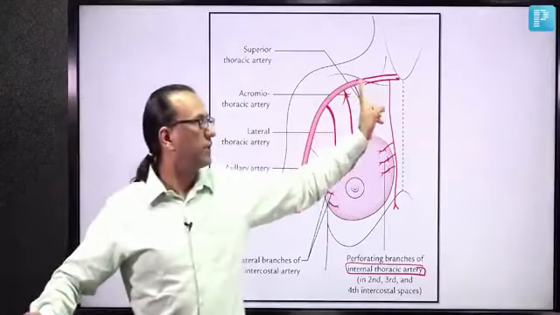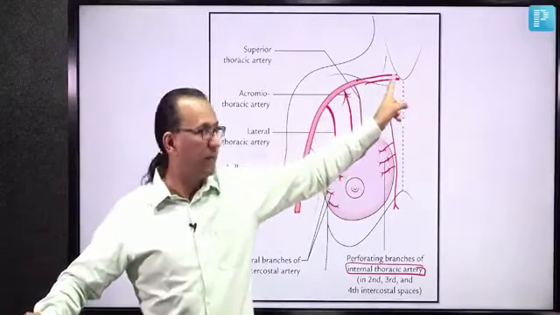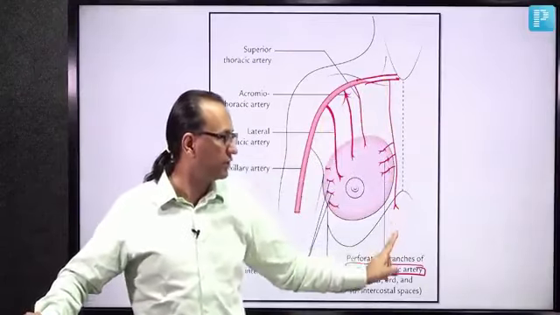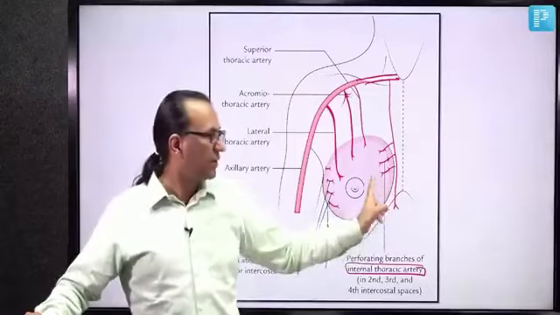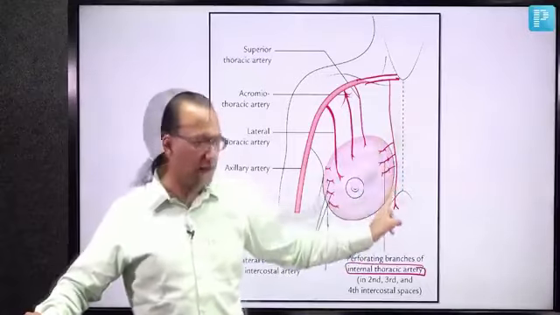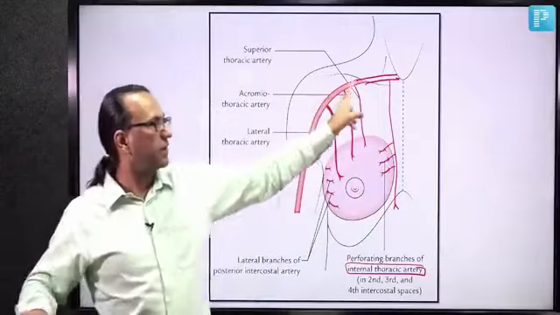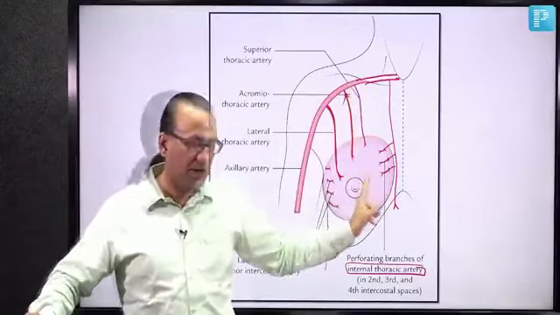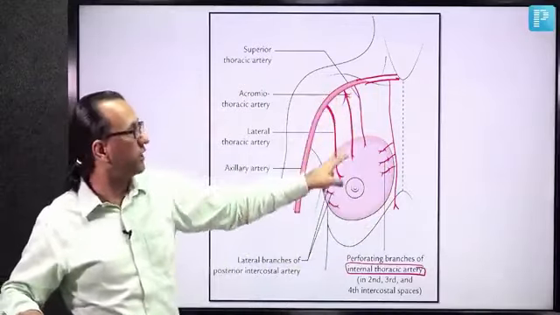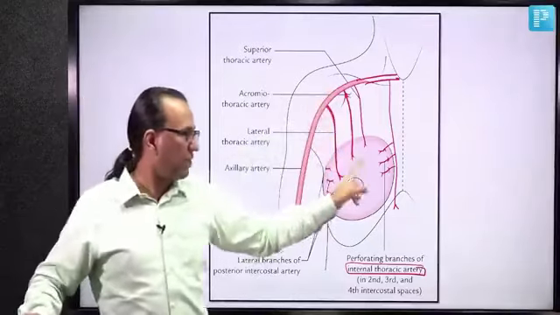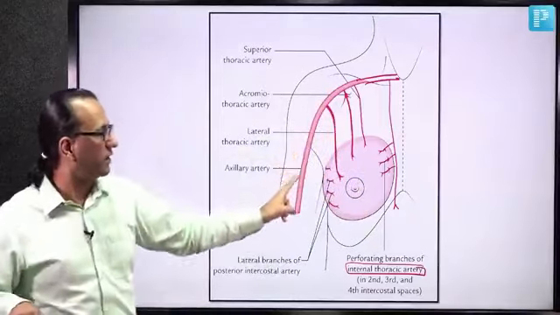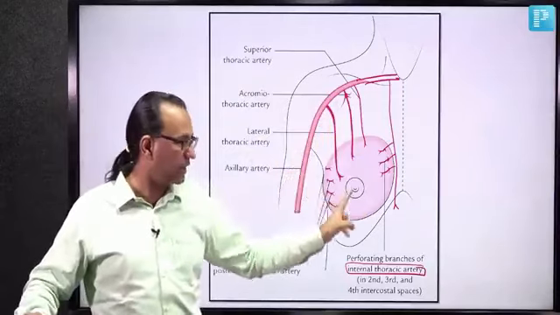As you can see, the first part of the subclavian artery will be giving the internal thoracic artery, which is parasternally running and supplying the medial aspect of the mammary gland. Then comes the axillary artery, and first part giving superior thoracic artery, supplying the mammary gland. Then the second part is giving the acromiothoracic and the lateral thoracic, supplying the mammary gland. And then you will find that third part will be giving subscapular artery, supplying the mammary gland.